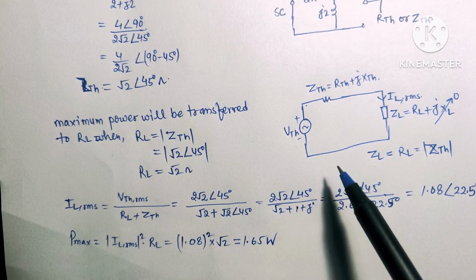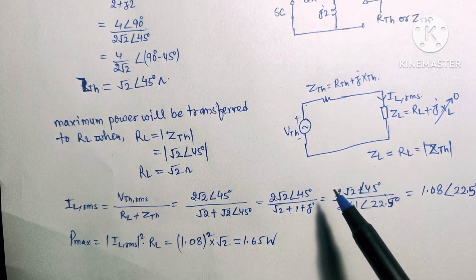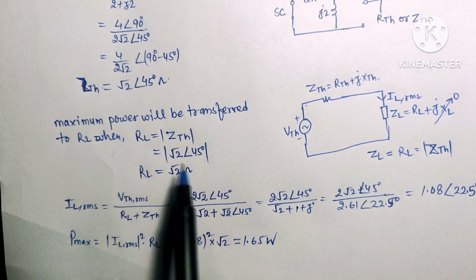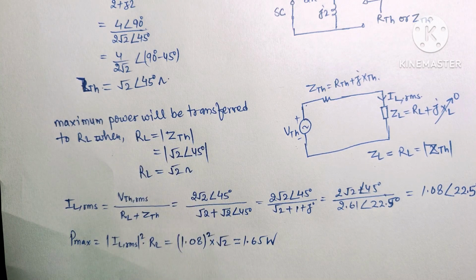If you want to know why we have applied it here, then you should see the video which I have uploaded on this channel by the name of maximum power theorem. If you see that video, then you will understand that there are 3 cases, and in all cases what will be the value of load for maximum power transfer. So in this case we have RL is equal to mod of ZTH.